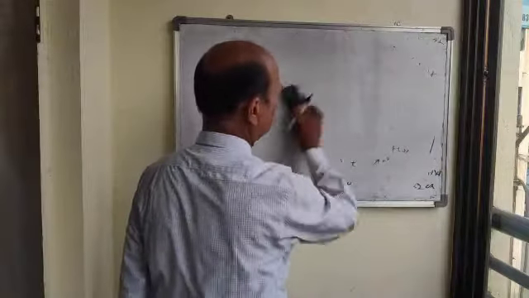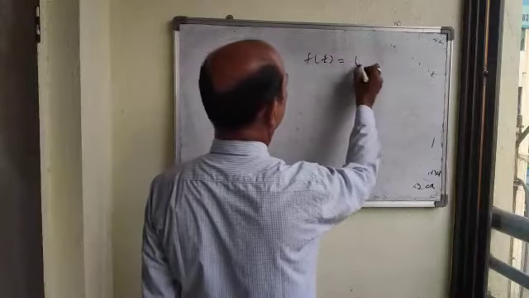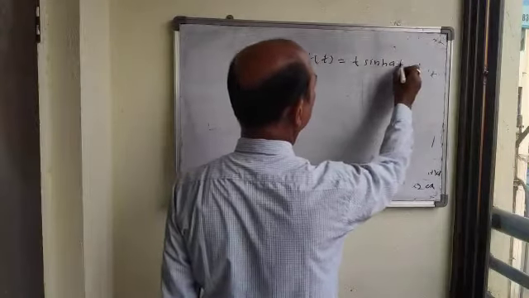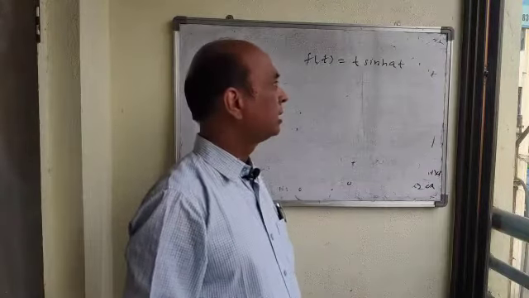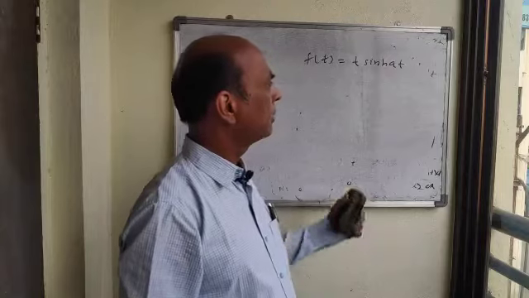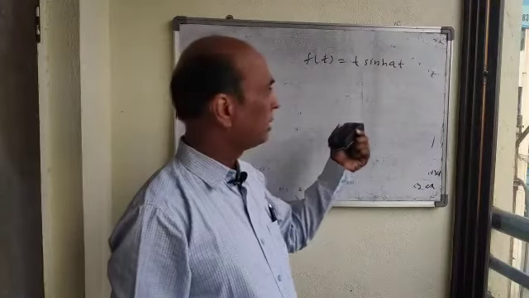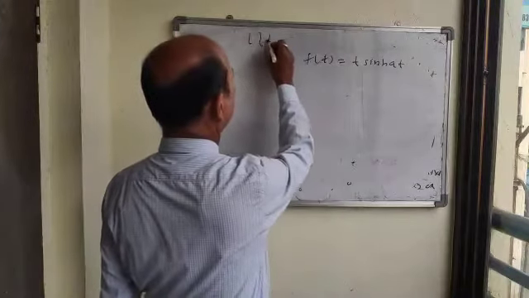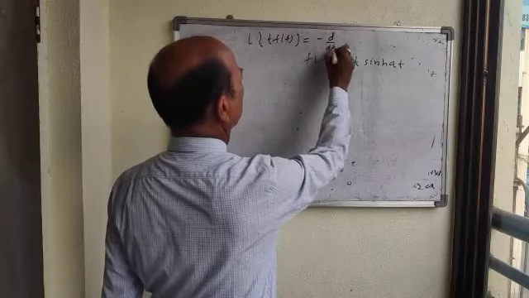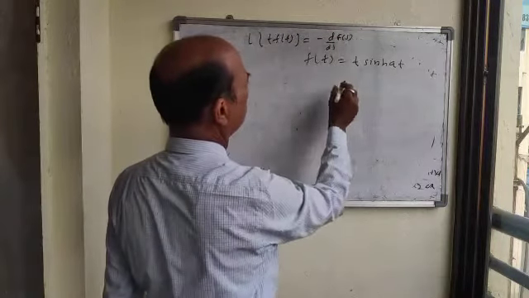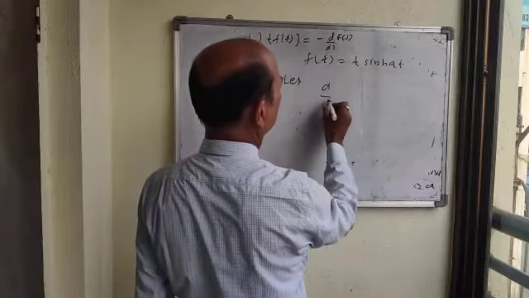Now we will apply this result to find, suppose there is one function, that is f of t equal to t sinh a t. We have to find its Laplace transform. And if we find this by using the integration formula, then it will take more time. So by applying the result just proved, that is L of t f of t is equal to minus d/ds of F of s. So here, let this be sinh a t.